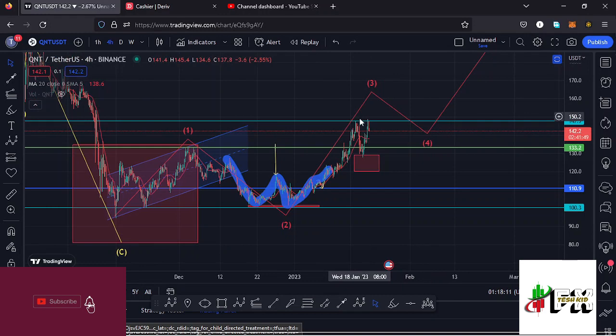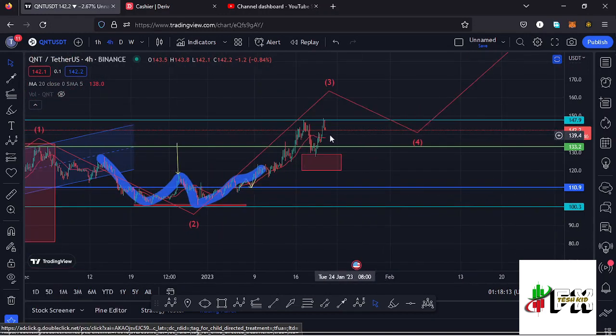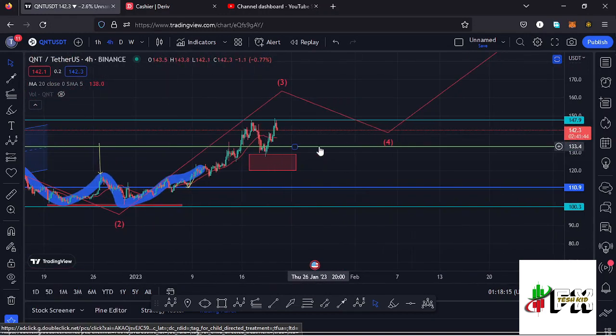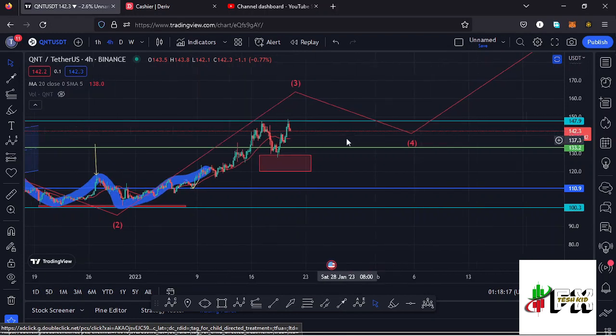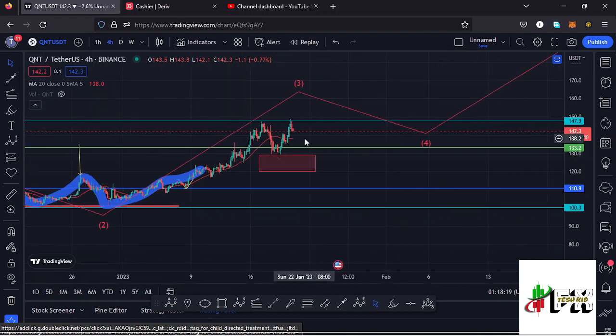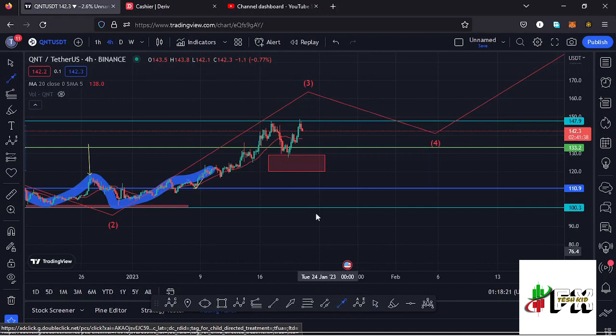in the formation of this wave 3. And given the support of the area at around the $133.2 mark and also the 20-day MA, there are chances that quant might continue pushing even higher and also manage to break above a key area of resistance at around the $147.9 mark. And once that happens, then we can expect a retest before we continue pushing even higher.